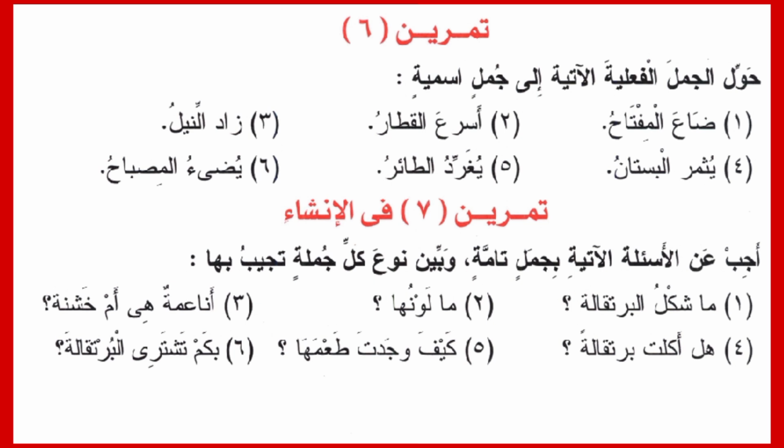And next, kayfa wajadta ta'amaha. How do you find its taste? I can say wajadtu ta'amaha ladhithan. I found the taste to be delicious. So this is also a jumlatun fa'iliyya because it begins with a verb. And lastly, bikam tashtaril burtaqala. With how much do you buy the orange? I can simply say ashtaril burtaqala bidirhamin. I buy orange with a dirham. So this is also a jumlatun fa'iliyya.